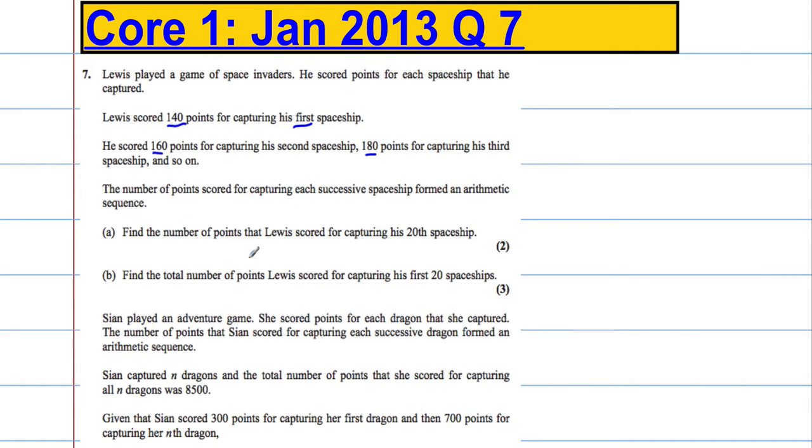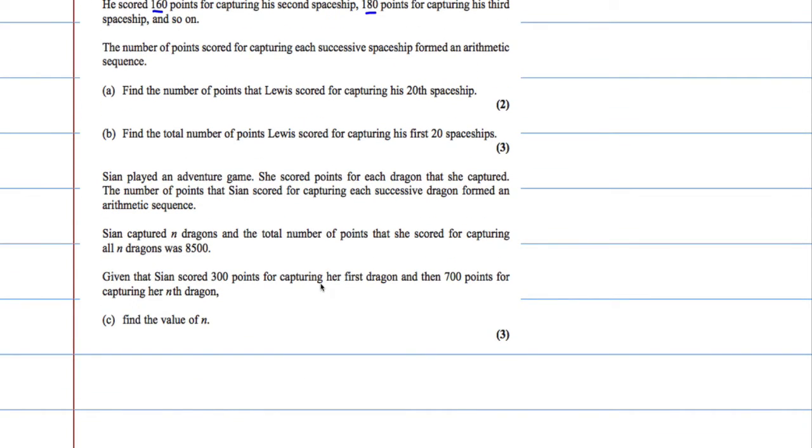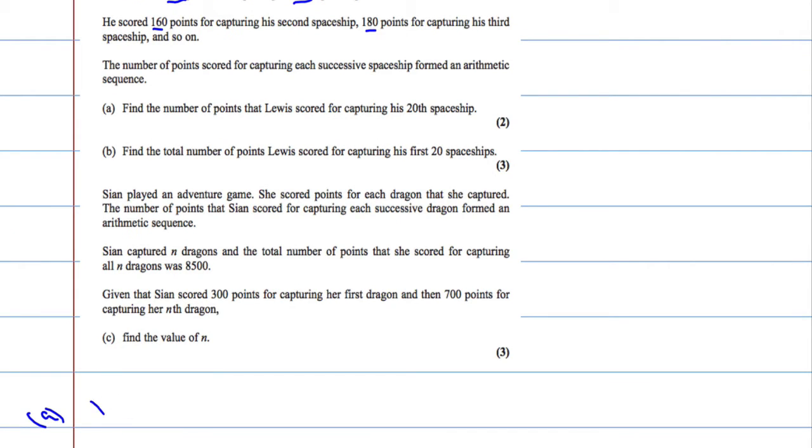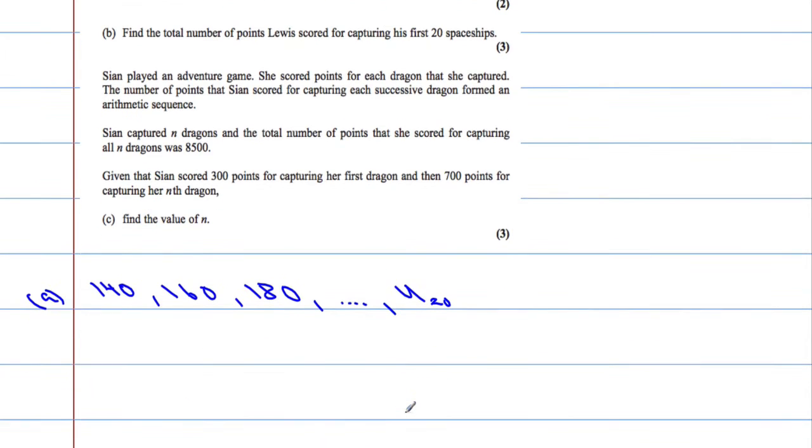Part A, find the number of points that Lewis scored for capturing his 20th spaceship. Let's see if we can write down the sequence here. So, the first term was 140. He starts out, he gets 140, then he's going to get 160, then he's going to get 180, and so on and so forth. And we want to know what happens when he gets to the 20th spaceship. So we want to know, what is U of 20? What's the 20th term? Well, we're going to need the nth term first of all.